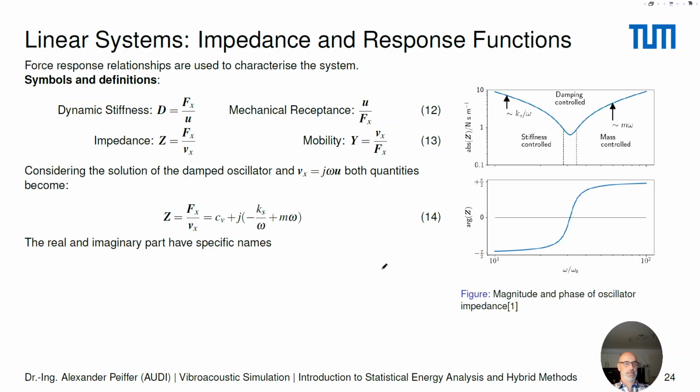Why do we need it? Knowing the shape and form of the mobility or the impedance gives us a hint of the nature of our dynamic system. So if we have a look at the solution of the damped harmonic oscillator, we just take our displacement solution and make a velocity using the j omega term again, and we get this as the impedance equation.